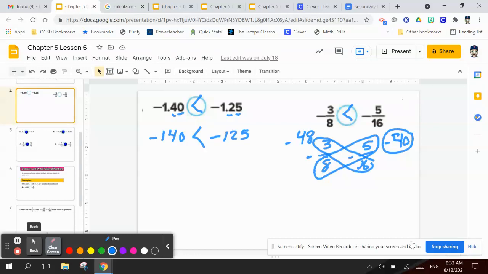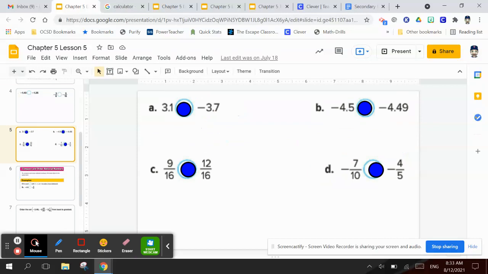So here's a couple more to try. Letter A, 3 1/10 and negative 3 7/10. Again, positive, negative. I know that positive numbers are larger than negative numbers. So 3 1/10 is greater than negative 3 7/10.